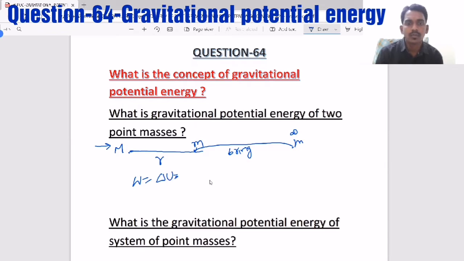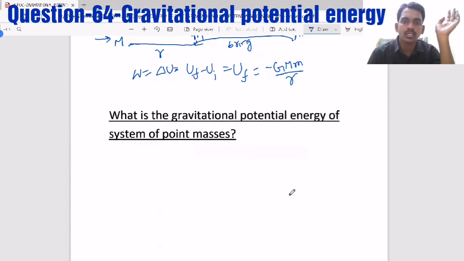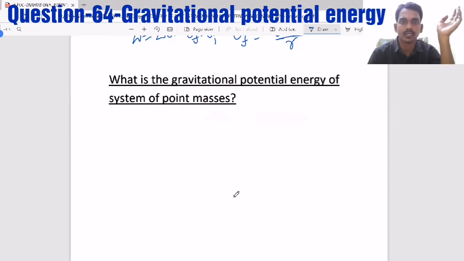As we are bringing it from infinity, the initial potential energy we consider as 0, because at infinity there is no interaction. So the final potential energy will be minus GMm by r. Minus represents that there is always an attractive interaction between the masses, as gravitational force is always attractive in nature. So this is the gravitational potential energy of two point masses separated by any small or greater distance, small mass or greater mass, whatever it is.